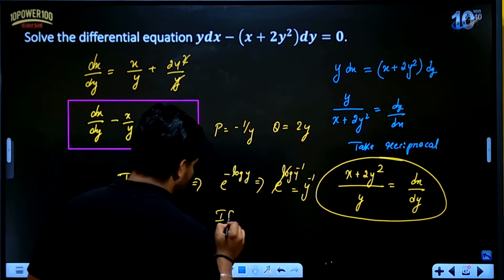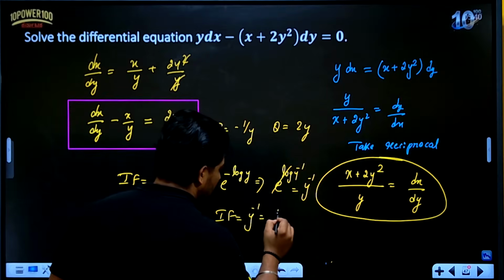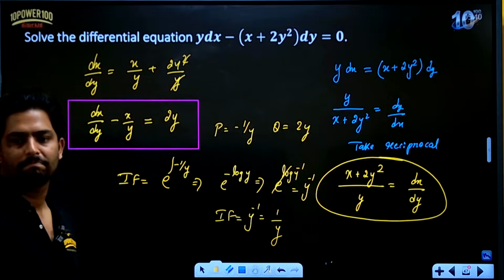So the integrating factor is y to the power minus 1, that is nothing but 1 by y. Understood?